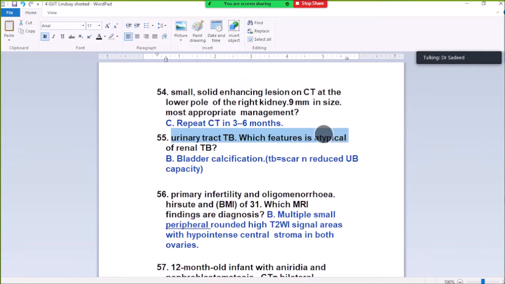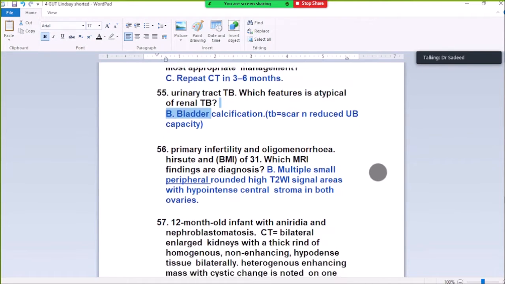Question 55. Urinary tract tuberculosis, which feature is atypical of urinary tuberculosis? Bladder calcification. Because tuberculosis shows scarring and reduced bladder capacity, bladder calcification is atypical.